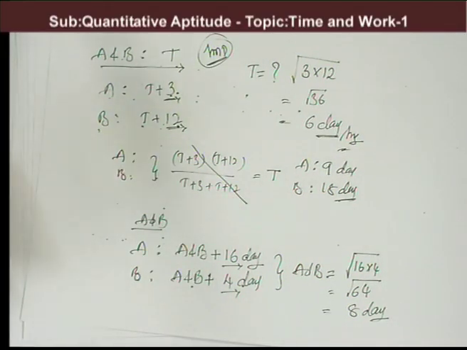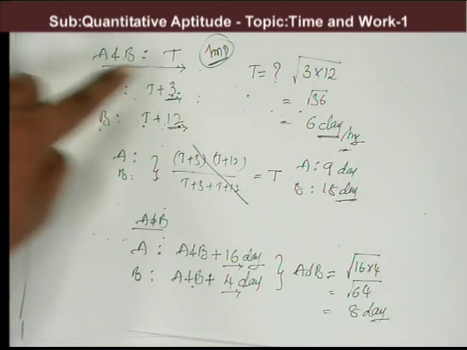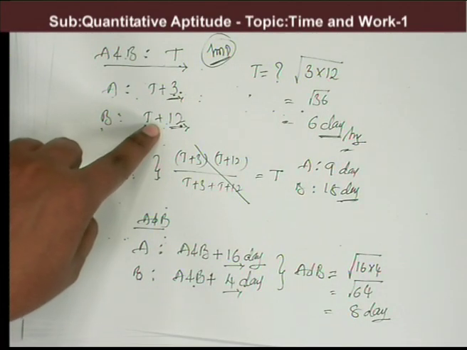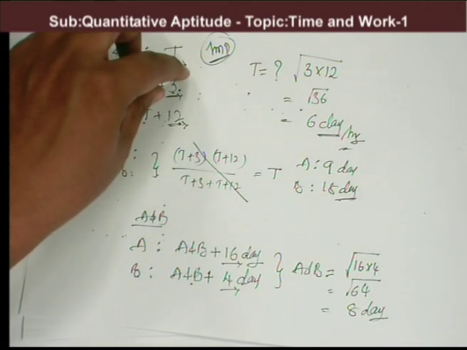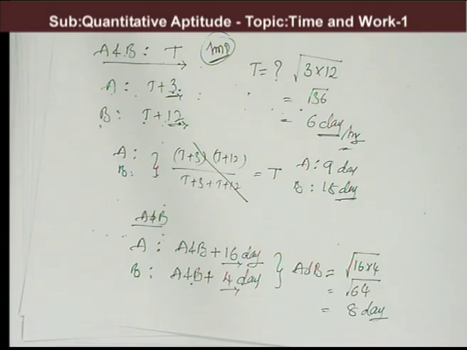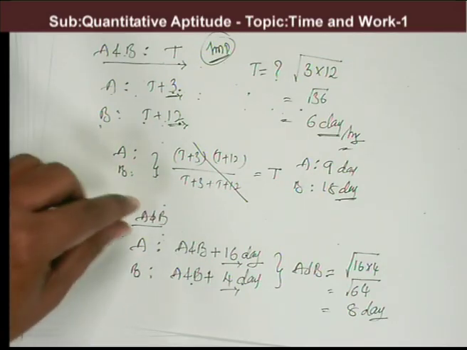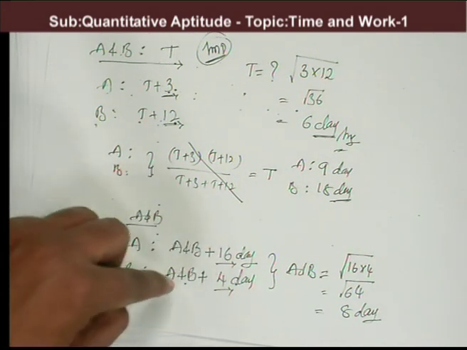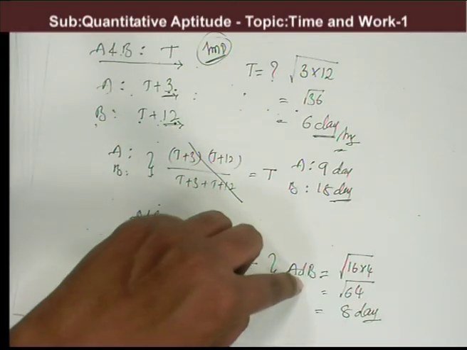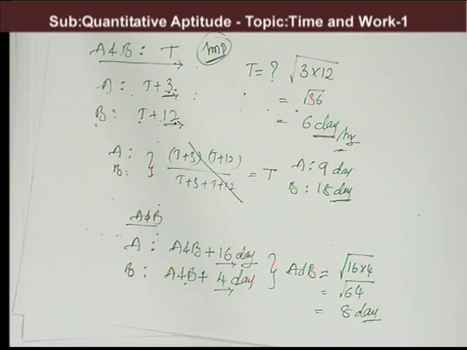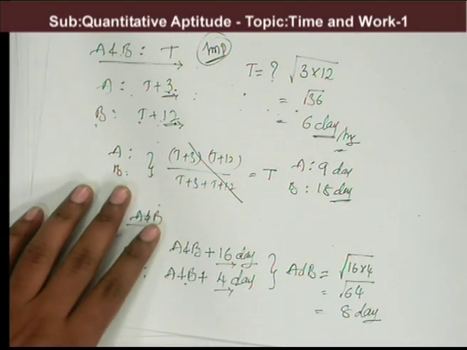What is the question? If A and B together take T days, A alone takes 3 days more, B alone takes 12 days more. So, A and B together take the square root of the multiplication of 3 and 12, root of 36, which is 6 days. The next question: A takes 16 days more than A and B together, B takes 4 days more. The value is root of 16 times 4, root 64, 8 days. This is very, very important. So, moving to the next question.